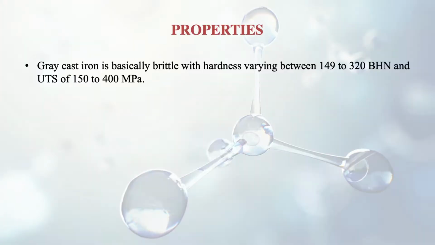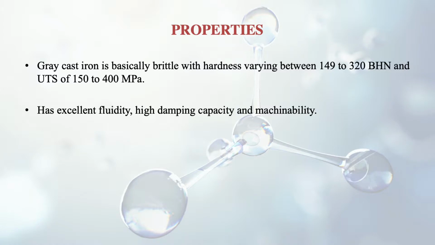Now the properties of this grey cast iron: it is basically brittle, because you saw the reason just before this, that there are flakes which are not allowing plasticity, so it will be brittle, with hardness varying between 140 to 320 Brinell hardness number, and ultimate tensile strength from 150 to 400 megapascal. But it has excellent fluidity and high damping capacity and machinability. Again, it can be used in structures because high damping capacity is there.